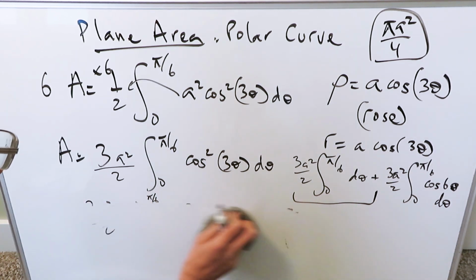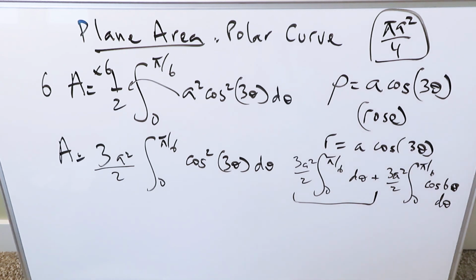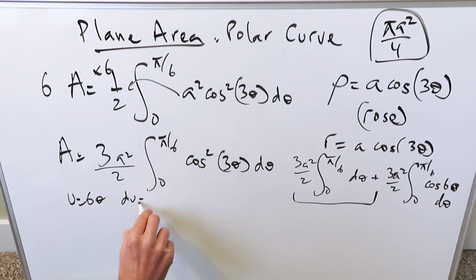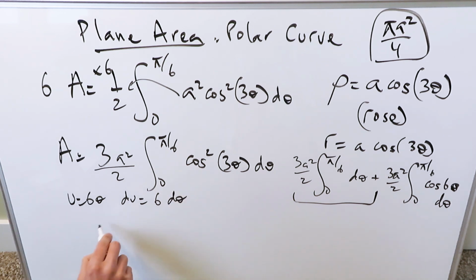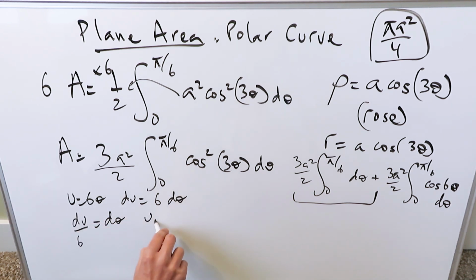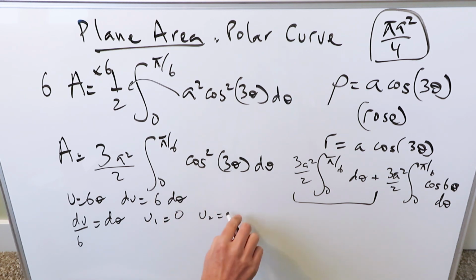Now let's look at the second part. The second part is not hard. For the second integral, we're using u substitution. If u is equal to 6 theta, then du is equal to 6 d theta, and d theta is equal to du over 6. I'll have new limits. u1 is 6 times 0, which is 0. u2, the second limit, is 6 times pi over 6, which is pi.